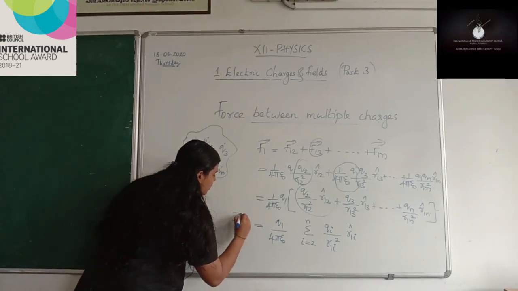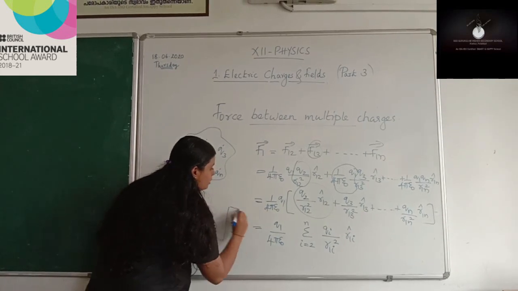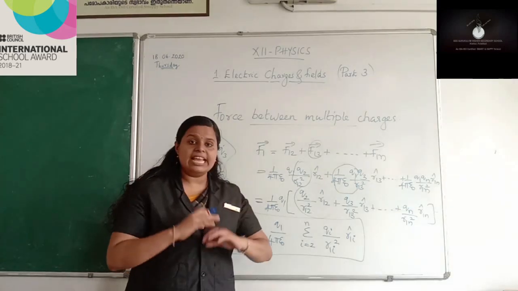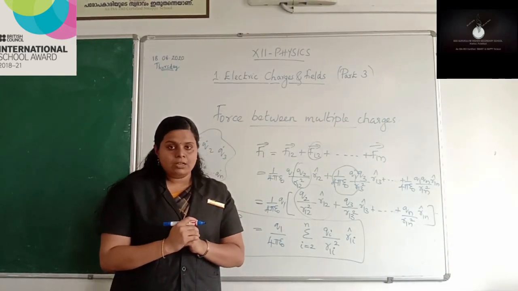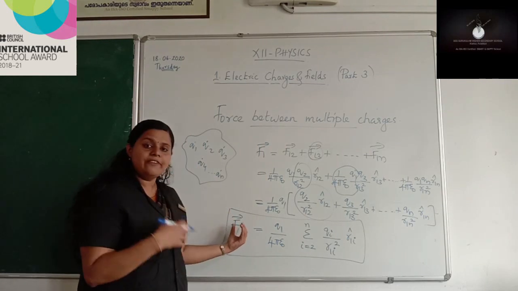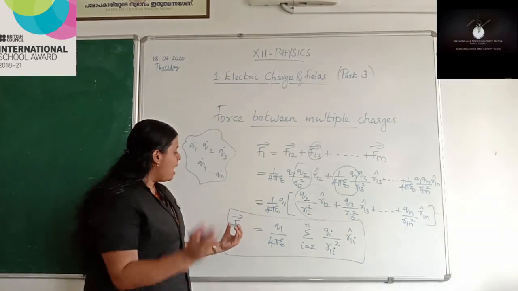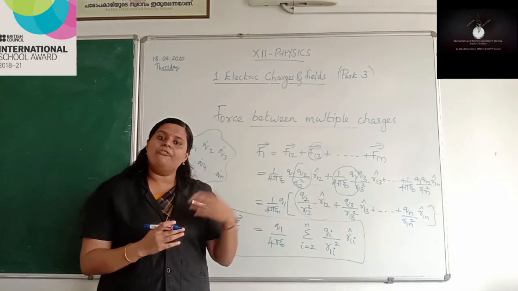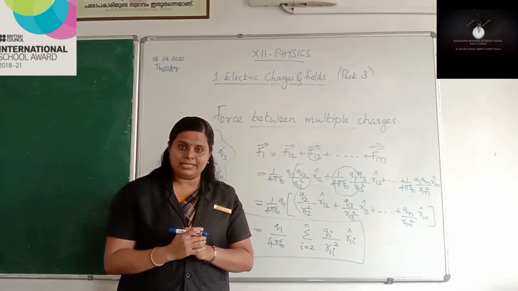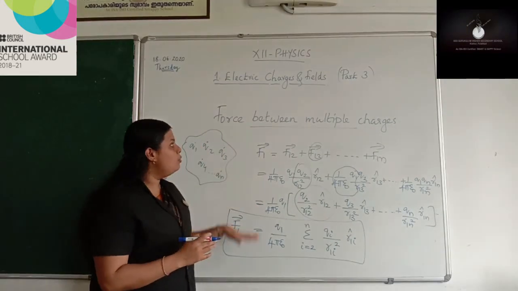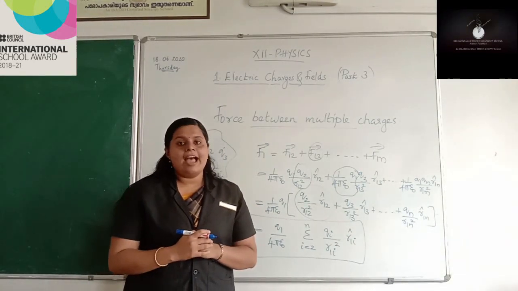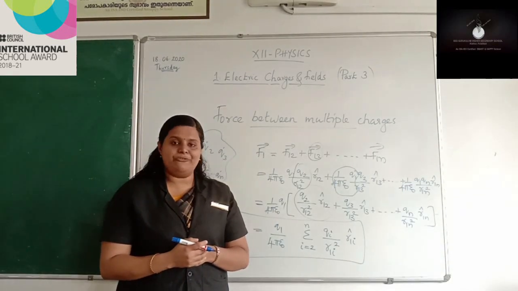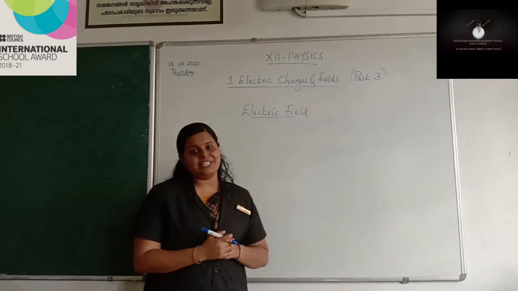So this is the total force acting on the point charge Q1 in the case of a system with n charges. Usually this force is a vector sum of the individual forces, and usually this vector sum is obtained by the parallelogram law of vector addition, which you have learned in plus one. So that's all about force between multiple charges. And now we are going to the next concept, that is electric field. Here we are going to deal with electric field.